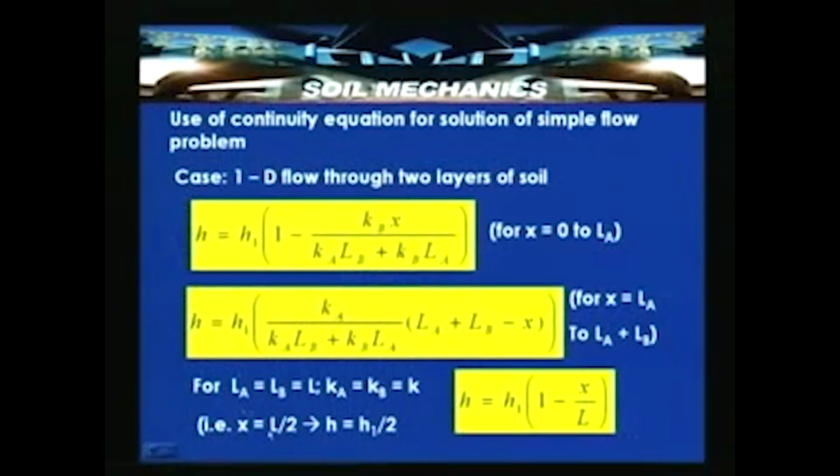When the flow is taking place over a length L, let us assume that for the same container of LA and LB, the length is L and it has one type of soil, then LA is equal to LB is equal to L, and Ka is equal to Kb is equal to K. So, at x is equal to 0, h is equal to H1, the total head remains there, because no loss has taken place, as the flow is about to commence.